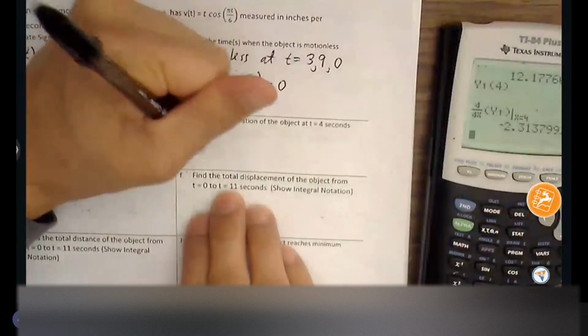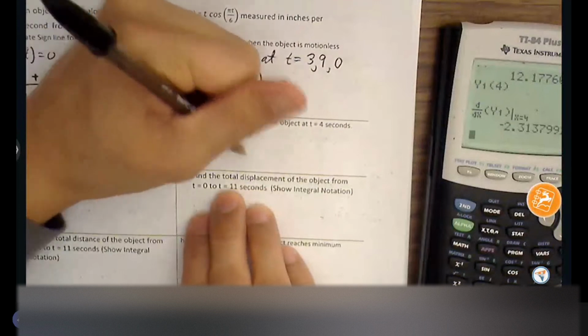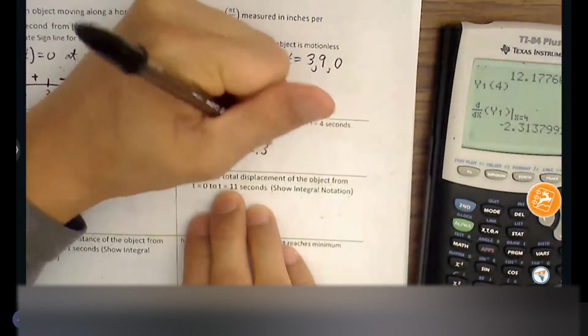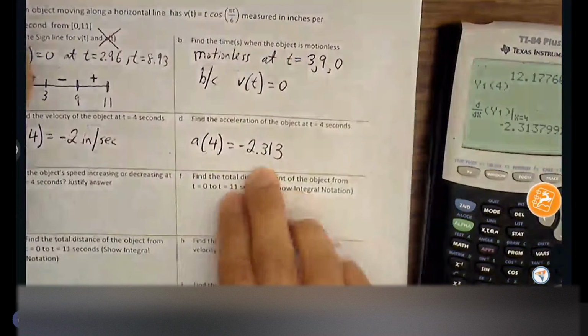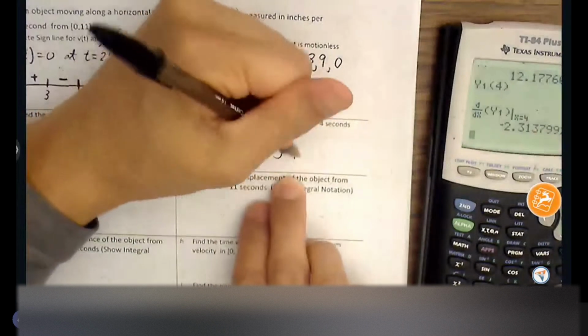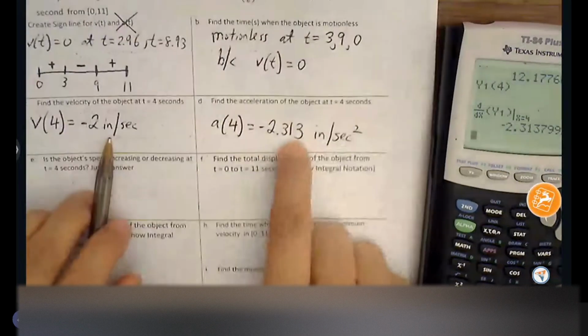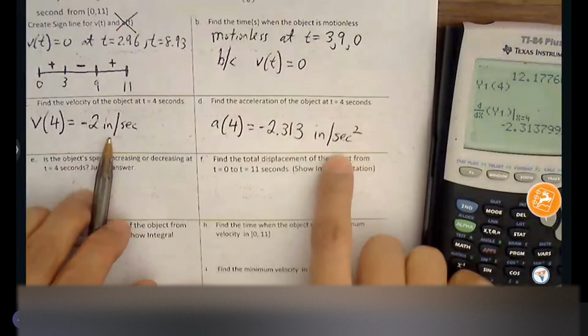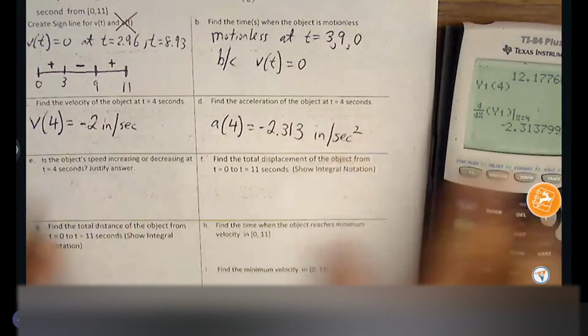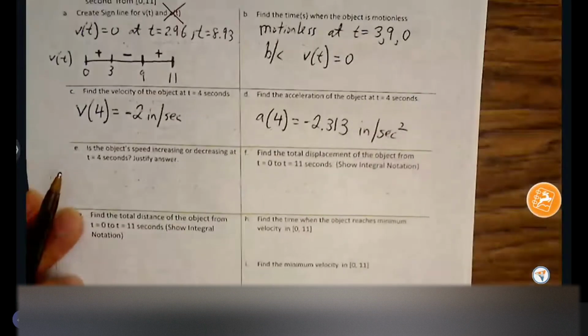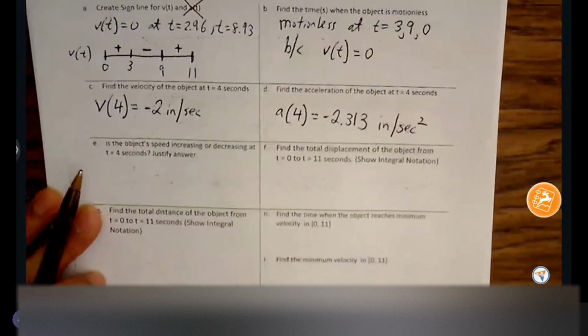Okay. Units of measure, inches per second squared, right? We're finding the rate of change of velocity, so we're going to add another time component to it. All right, any questions so far?